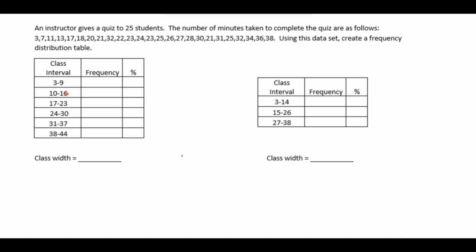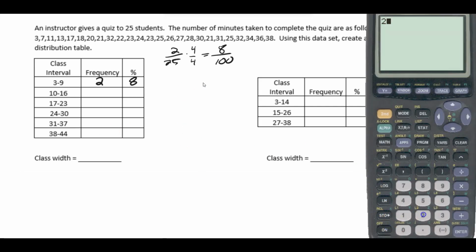So in this case, we want the class interval between 3 and 9. We want to go through and count: 1, 2, between 3 and 9. I only see 2. So the frequency would be 2. Now 2 out of 25, let me multiply by 4. This is 8 out of 100. That's 8%. Of course, you can also do 2 divided by 25 times 100 to get the percentage. And some of these might be easier to do with the calculator.